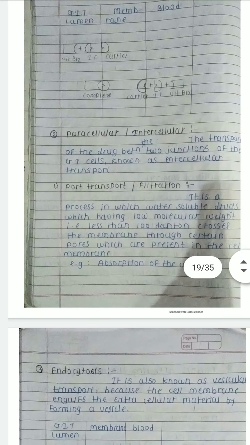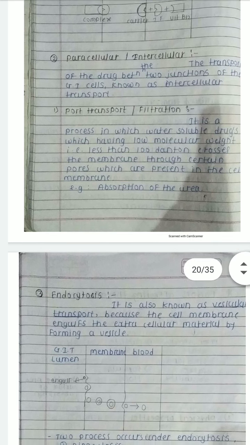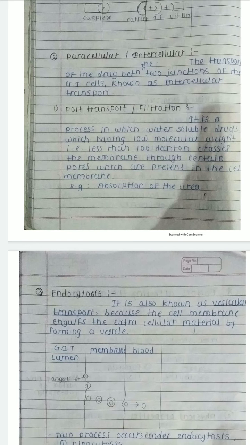Next is paracellular or intercellular. Intercellular means between the two junctions of the cells, not across the cell, but between the cells. It is known as intercellular. In that, pore transport or filtration occurs. Filtration is the process in which water soluble drugs will move. In the first case we saw lipid soluble drugs, now we are seeing water soluble drugs. As I told previously, your cell membrane is made up of lipids, that is phospholipids. So lipid soluble drugs will easily move, but water soluble drugs will not easily move.